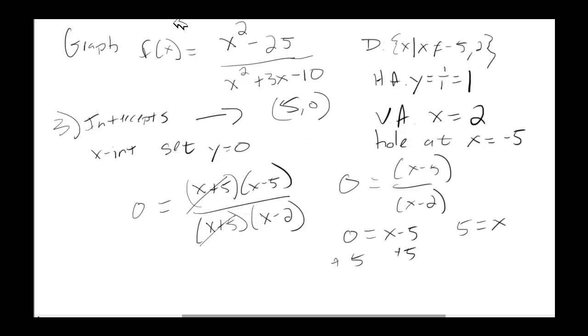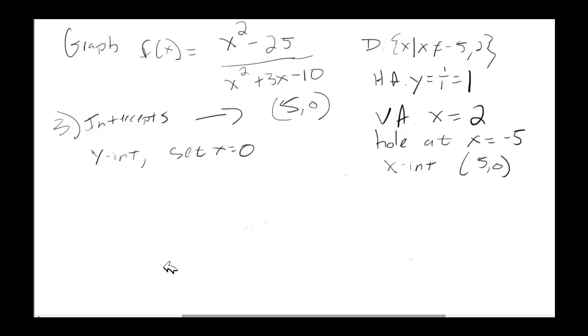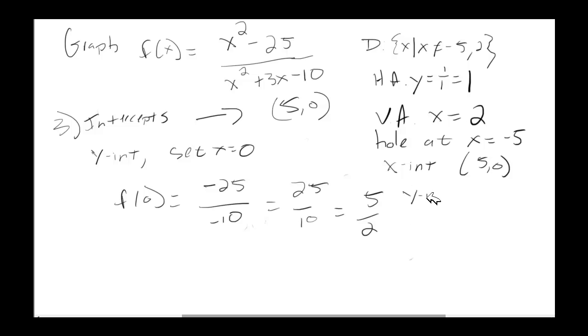Okay, let's find the other intercept. Alright, the y-intercept, I'm going to set x to 0. So what is f of 0? I like either way, plug in the factored form or this one. I'm just going to plug in right up here. So I have minus 25 over minus 10, which is negative over negative, so it turns positive. Let's simplify this to be 5 halves. So my y-intercept here is (0, 5/2).